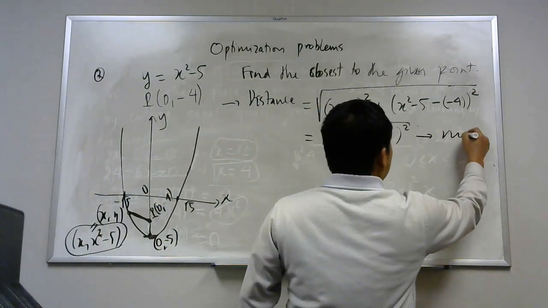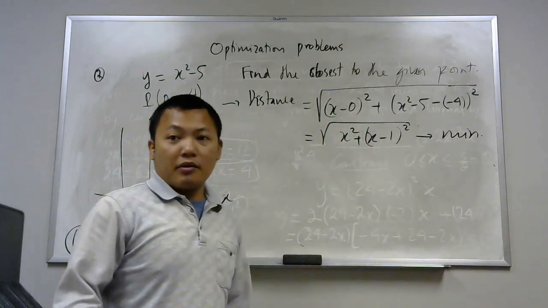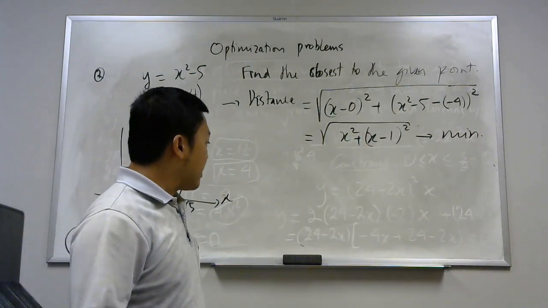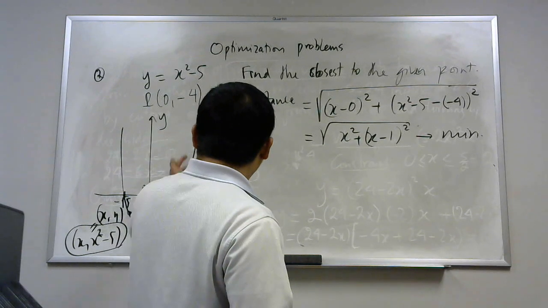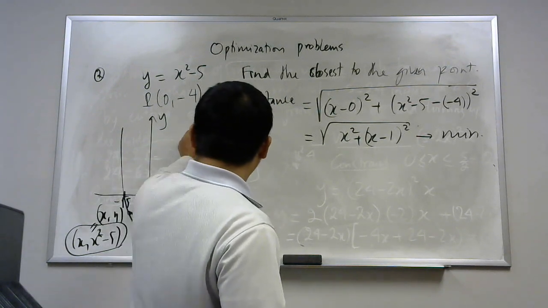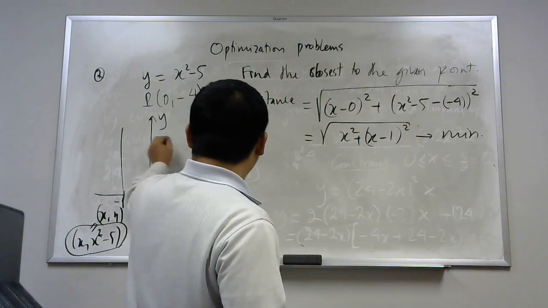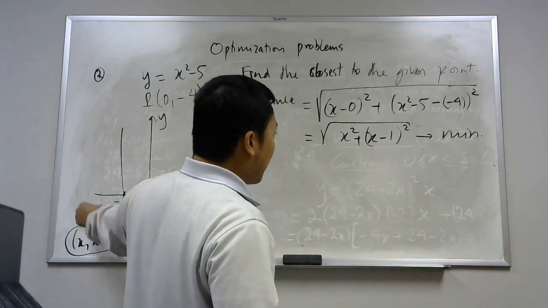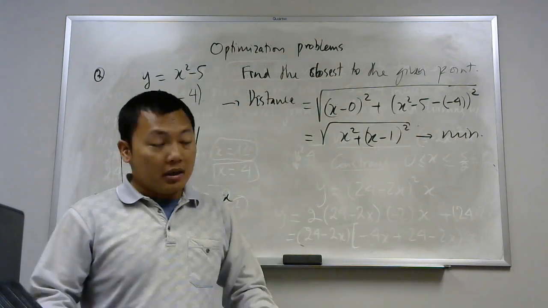Alright, okay, let's minimize that, right? And we don't have any constraint in this case because our point just moves along the parabola. So x can take negative and positive values. So that's fine. No constraint.